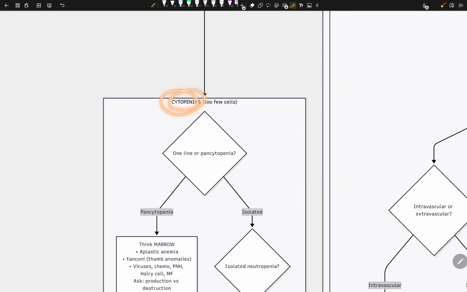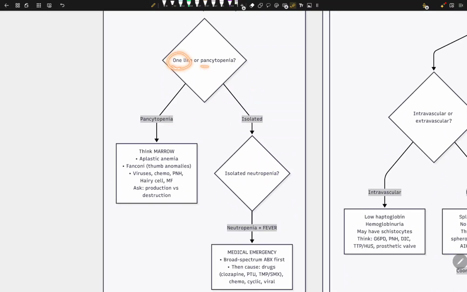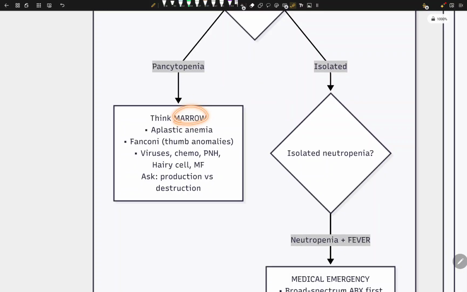Maybe we have isolated cytopenia, meaning just platelets, or maybe just WBCs or just RBCs, or maybe we have pancytopenia, everything is down, right? So one line cytopenia or pancytopenia, everything is down, or just one cell line is down. If it's pancytopenia, we want to think about marrow problems, we want to think about aplastic anemia, we want to think about Fanconi syndrome, right? Just look at these words, thumb anomalies, right?